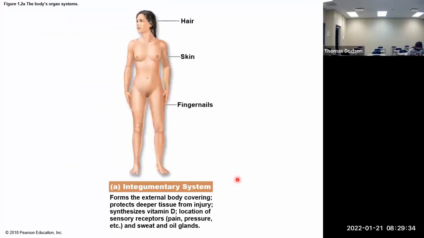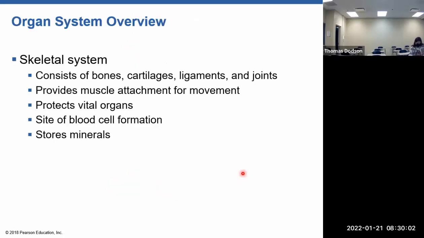So your hair is part of this, your fingernails, the skin, and this system is very good at keeping things out as well. We weren't so much worried about keeping out water, but we are worried about keeping out pathogens, right? This system is really important for that, and we'll go into that in more detail. This is just an overview of things we're going to talk about through the semester.